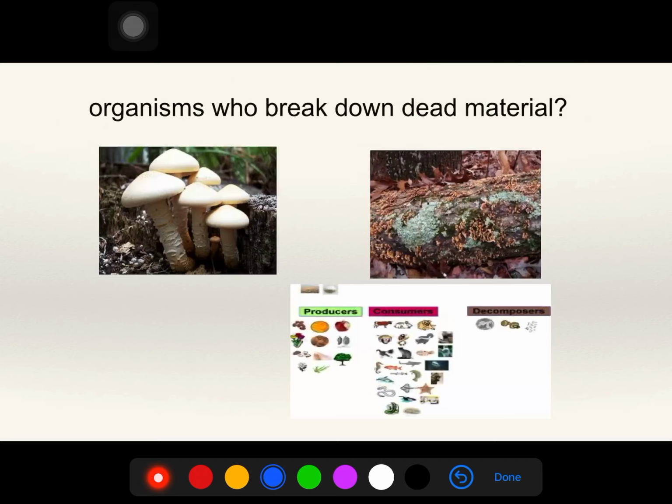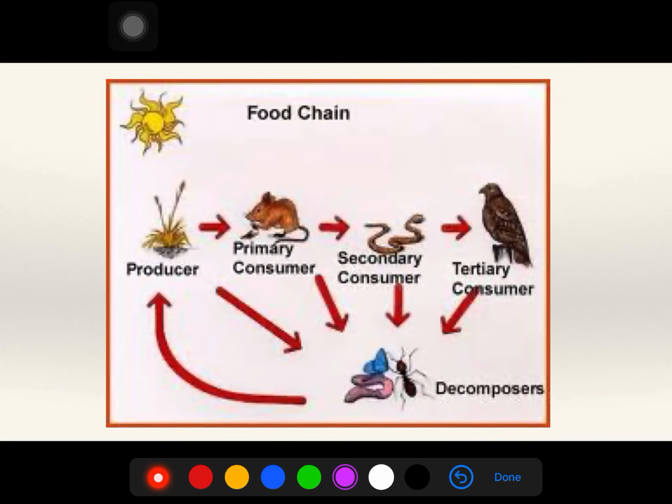Oh, yes, the organisms who break down dead material, they are our decomposers. A decomposer breaks down the dead material from animal waste or things that die, leaves on the ground, and they turn it back into a gas called nitrogen, which fertilizes our soil.